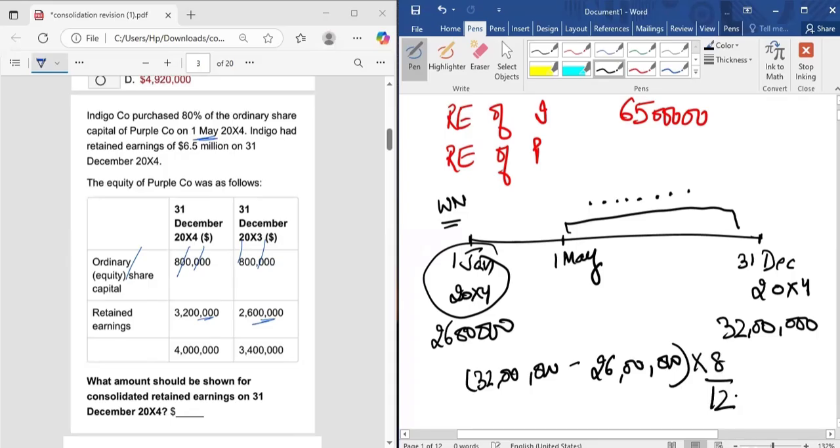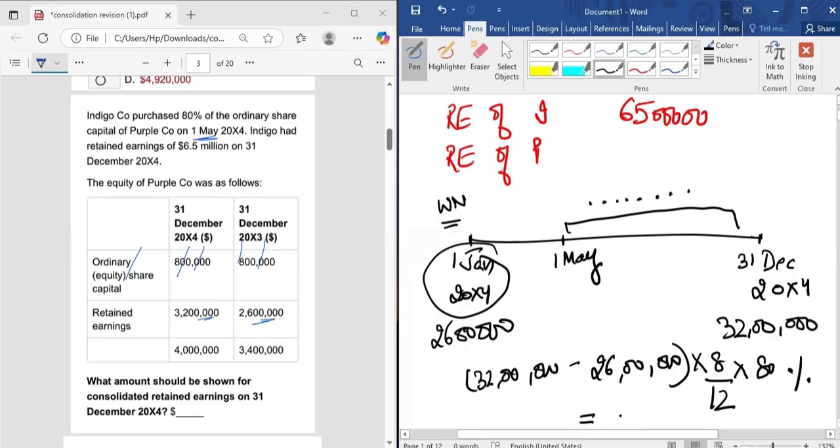I hope you all have understood why we have taken 8, because these profits are for the entire year, and when we are consolidating the retained earnings, we'll only take those profits which are related to post acquisition, right? And now I'll multiply it by 80%, because Indigo owns only 80% of Purple Company. It does not own 100%. It owns 80%, so I'll multiply it by 80%. So now let's calculate it.